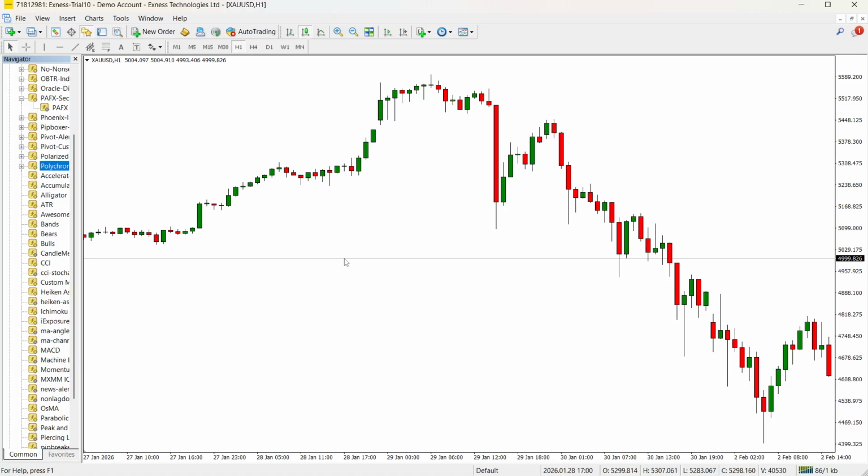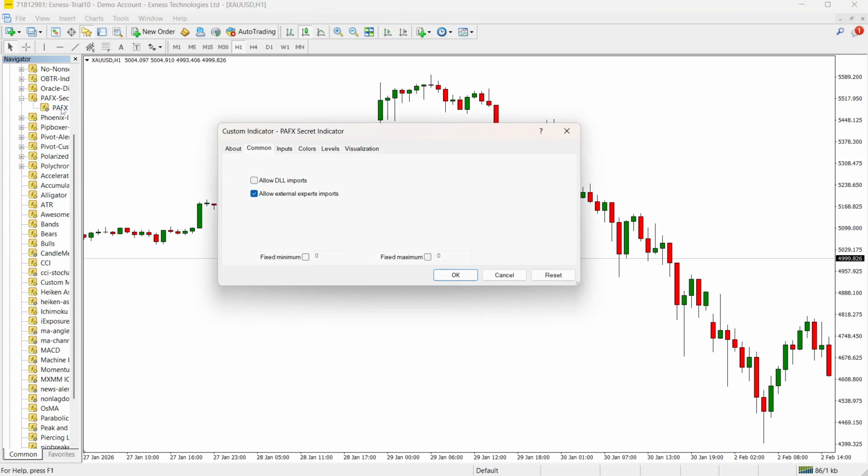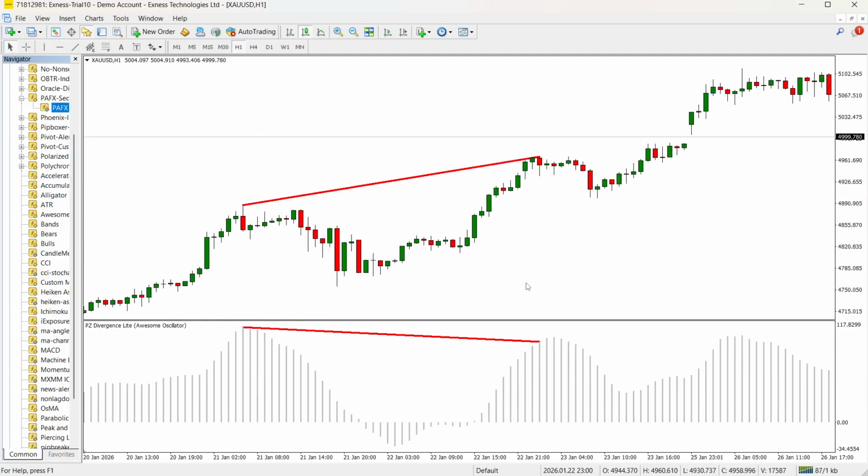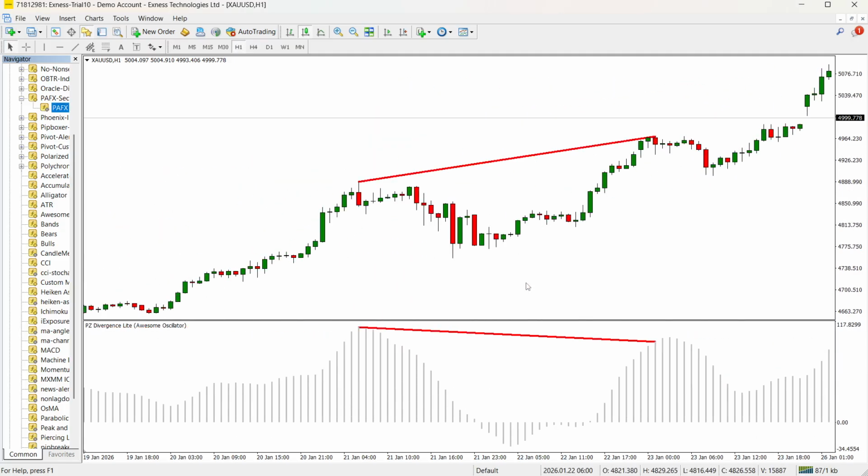At this point, I'll go ahead and load the indicator on the chart so you can see how it looks in real time. We're just going to allow the DLL imports. And just like that, we have it installed on the chart.